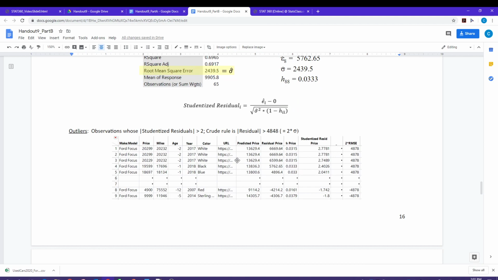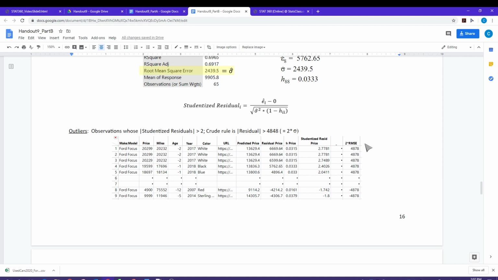We can see that when we do this, looking at this column right here, the studentized residuals, I'm scanning down that list and looking for any that are bigger than 2 or less than negative 2. You can see that I have observations on the high side. I do have a couple on the low side, but they don't quite meet that threshold of negative 2. They're close, but don't quite meet it.